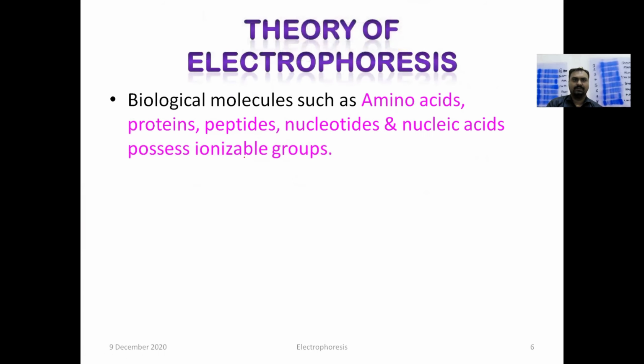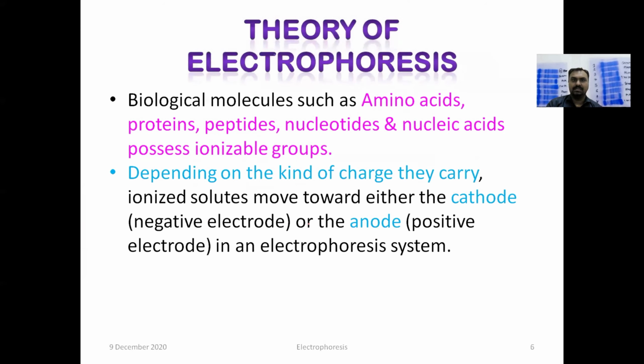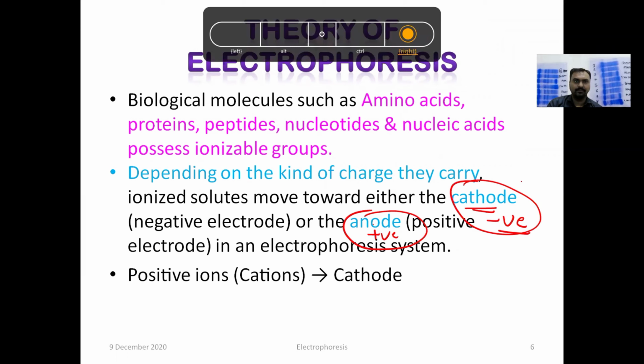So, theory of electrophoresis: biological molecules such as amino acids, proteins, peptides, nucleotides and nucleic acids possess ionizable groups, and depending on the charge they carry, they move either towards the cathode. What is the cathode? That is the negatively charged electrode. And what is the anode? That is the positively charged electrode. So molecules containing a negative charge will move towards the anode, and molecules which carry a positive charge will move towards the cathode in the electrophoresis system, right?